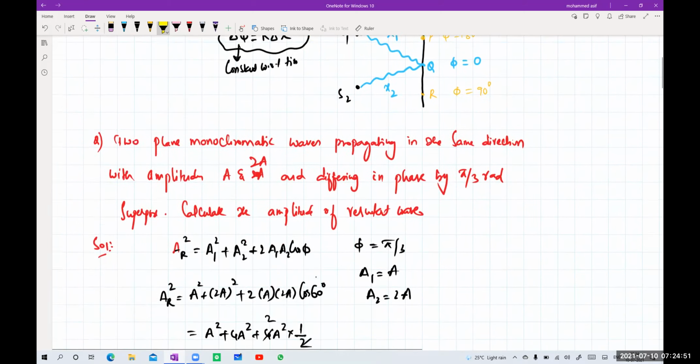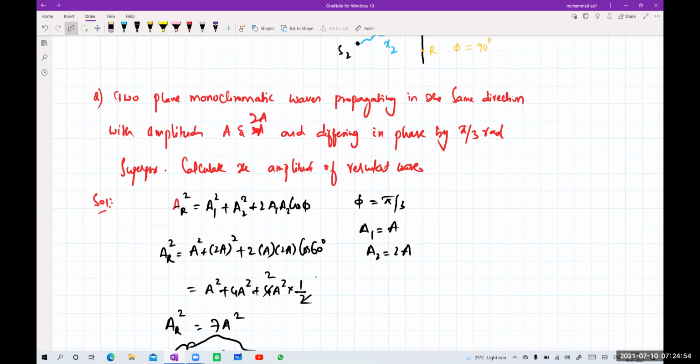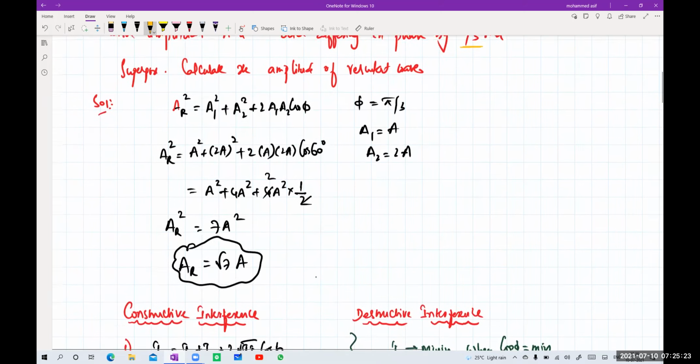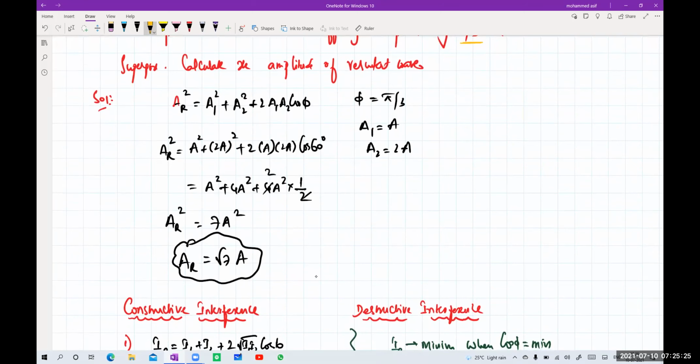Now see, for example, we have two planar monochromatic waves propagating in the same direction with amplitudes A and 2A, differing in phase by pi by 3 radians. Calculate the amplitude of the resultant wave. So what is the resultant formula, beta? A1 square plus A2 square plus 2 A1 A2 cos phi. Phi is pi by 3, A1 is A and A2 is 2A. Substituting the values and simplifying, we get the resultant amplitude as root 7 times A.